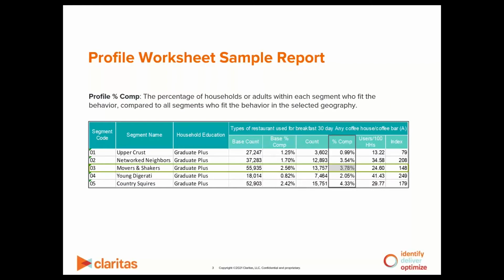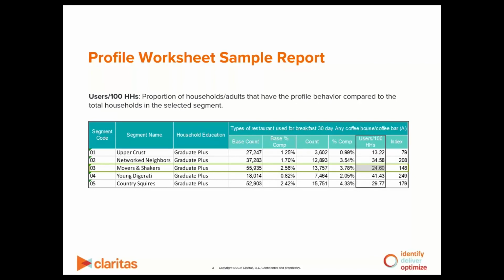Percent comp is next. This is the percentage of households or adults within each segment who fit the profile behavior, compared to all segments who fit that behavior in the selected geography. So, of all the adults in the Atlanta CBSA that are estimated to have visited a coffee shop within the last 30 days, 3.78% fall within the movers and shakers segment.